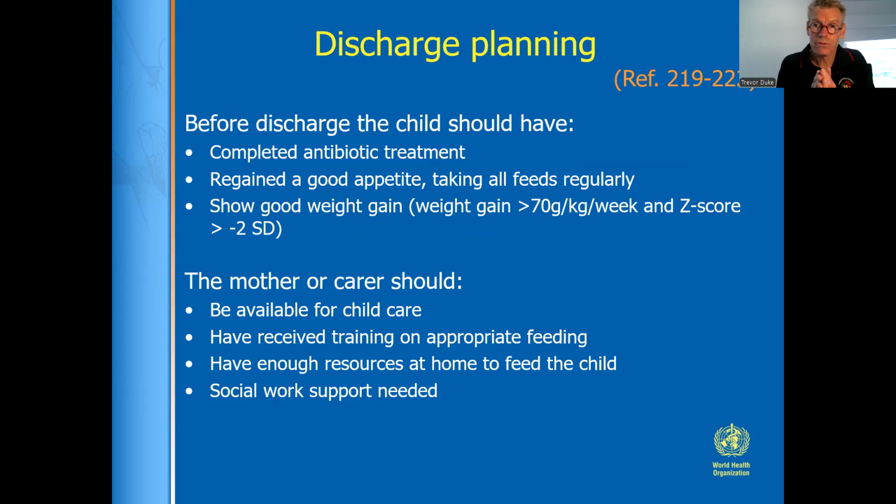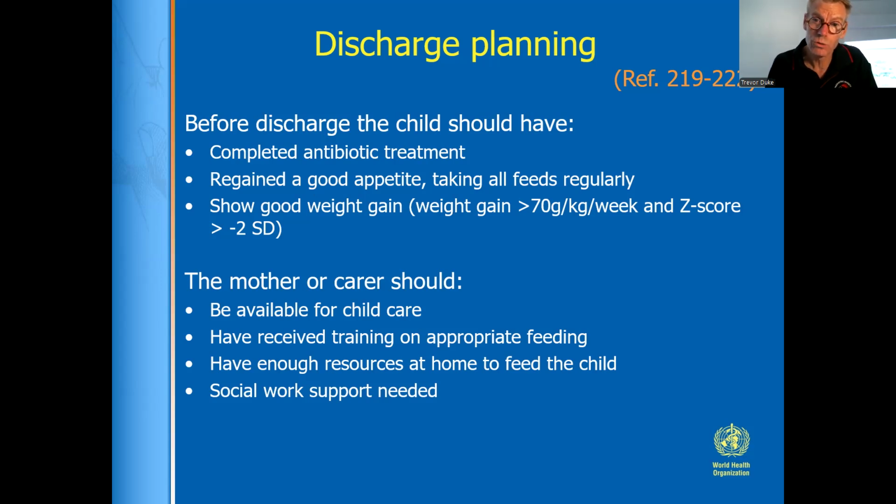We said that 2 other areas that are poorly done, typically in seriously ill children, are discharge planning and follow-up. You should be able to convey to parents what the milestones are that the child should achieve before being able to go home. Certainly for Kobe, he needed a lot of milestones to be achieved before he was safe to go home. He needed to complete his antibiotic therapy for his likely infection. He should have regained his appetite and be taking all feeds regularly. And he should show good weight gain, not just over a few days, but over several weeks.